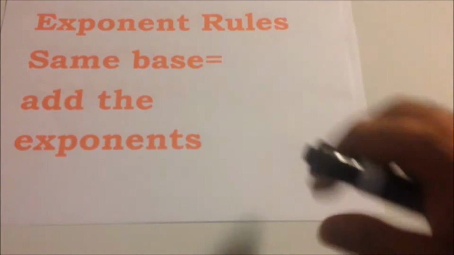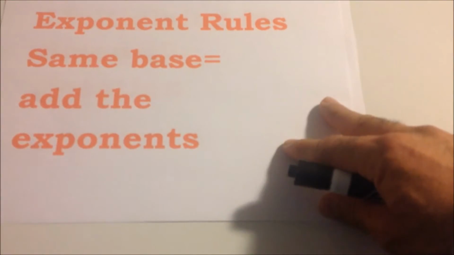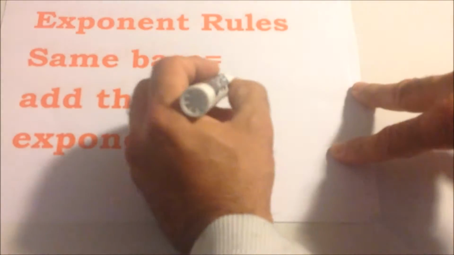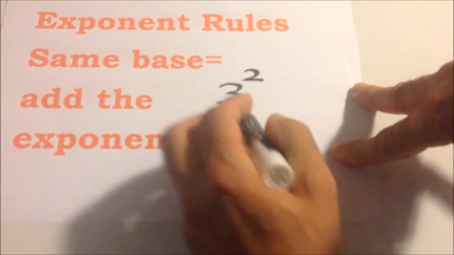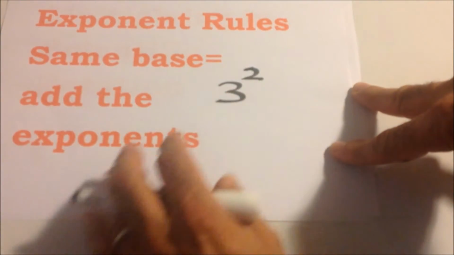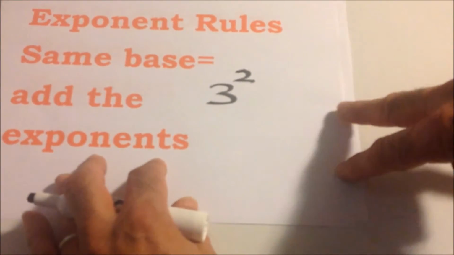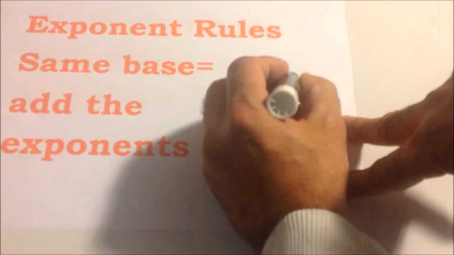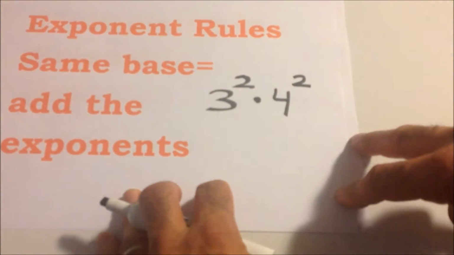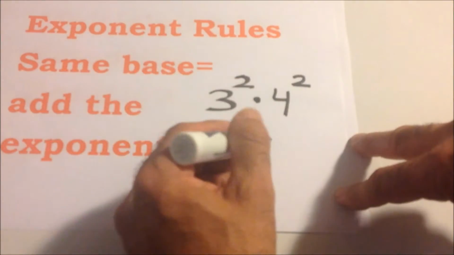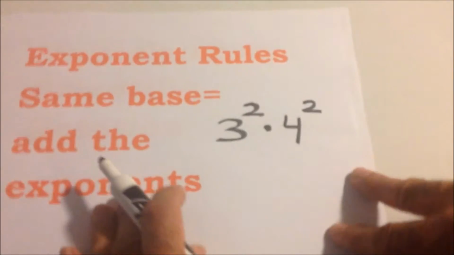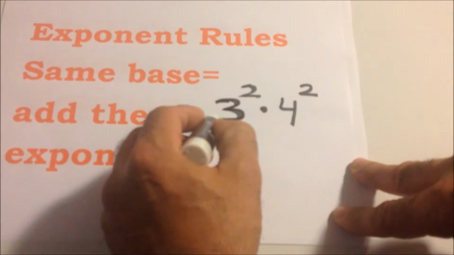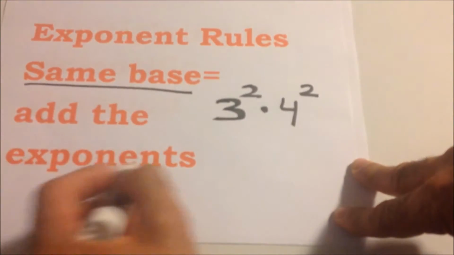Now, in exponent rules, when you multiply exponents with the same base, remember, you have a base, let's say 3 squared: 3 is the base, the 2 is the exponent. So when they have the same bases, you just add the exponents. Like if they had 3 to the second power times 4 to the second power, they don't have the same base. You need to have the same base. For the purposes of doing scientific notation, when you have the same base, just add the exponents.